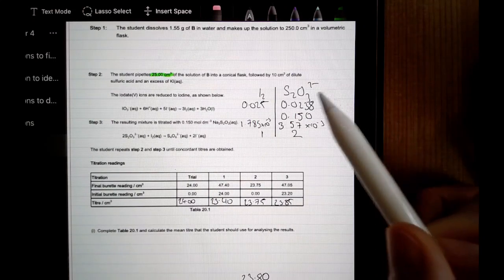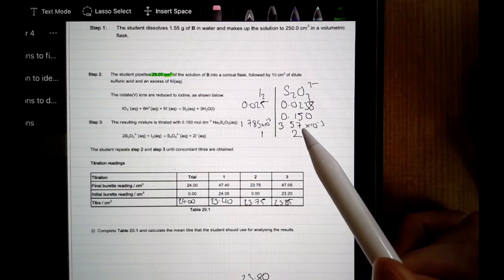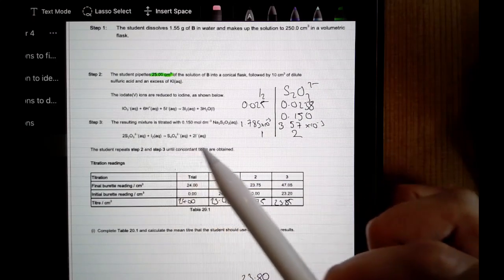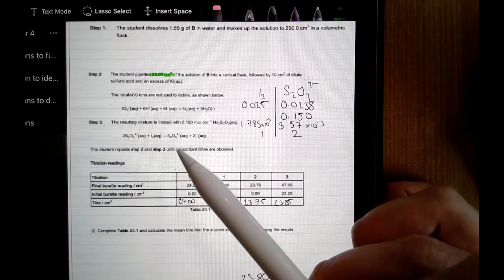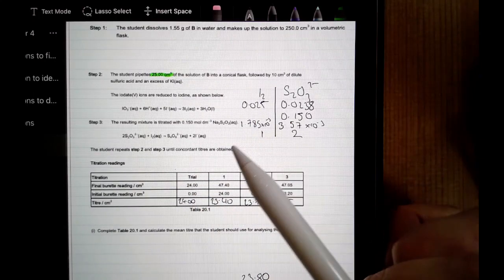All right, so I've filled in my table. So I've worked out the number of moles by multiplying these 2 numbers together, and then I've used my ratio to work out the number of moles of I2. So at this point, I've just used this equation here to work out the number of moles of I2 I had. But this is where it gets a little bit tricky, all right?